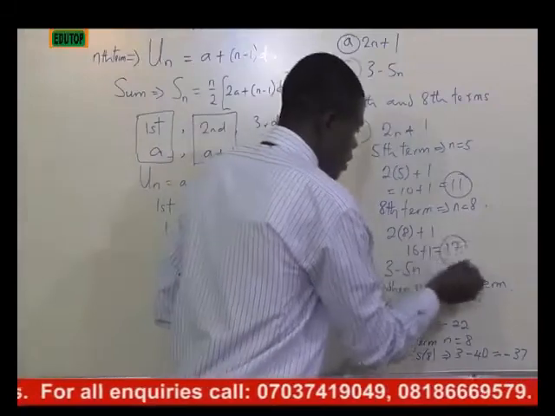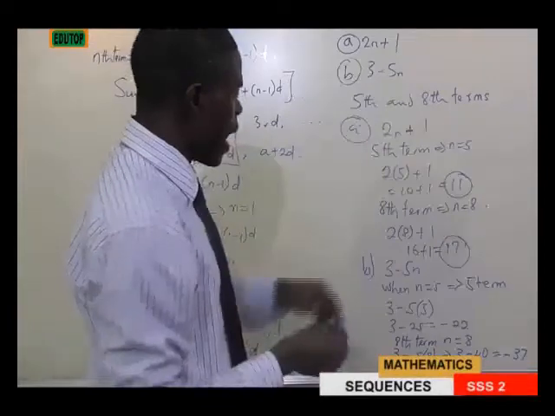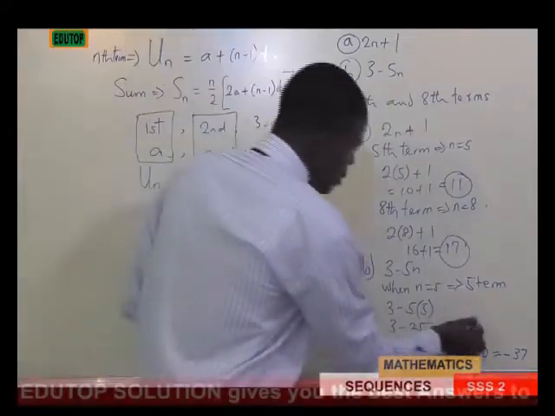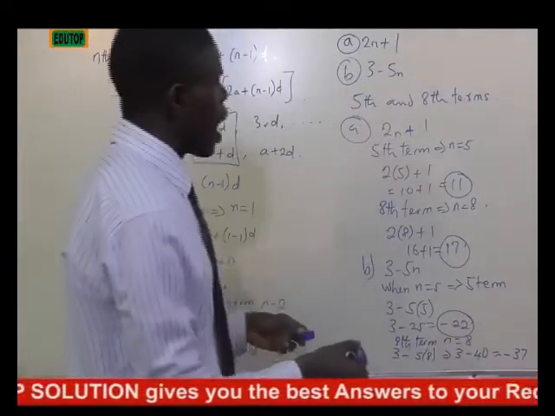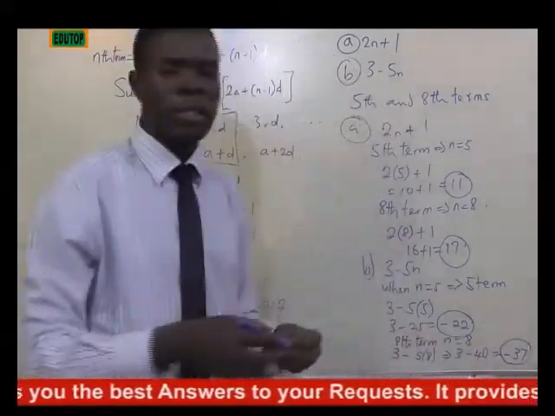It is 17. While for the expression 3 minus 5n, the fifth term is minus 22, and the eighth term is minus 37.